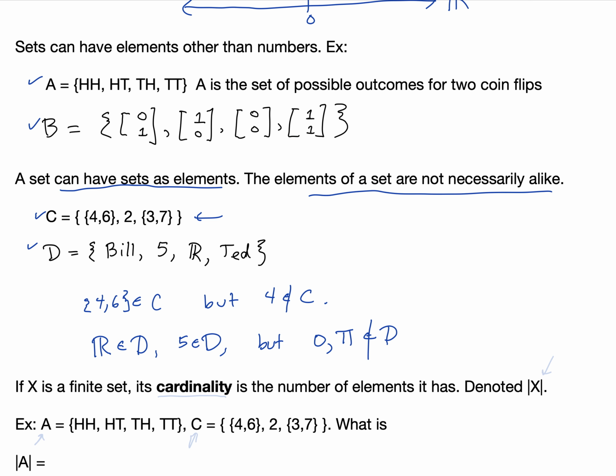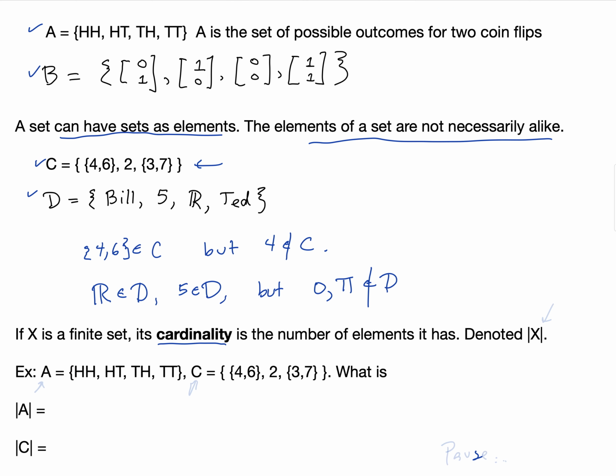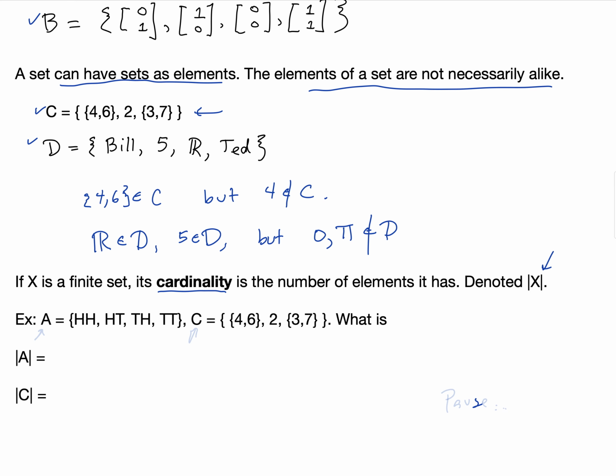If X is a finite set, its cardinality is the number of elements that that set has, and the cardinality is denoted by vertical bars around the set. Unfortunately, it's the same as the notation for absolute value, but it should usually be pretty clear whether you're looking at a set, in which case this denotes cardinality, or a number, in which case this would denote the absolute value of that number.